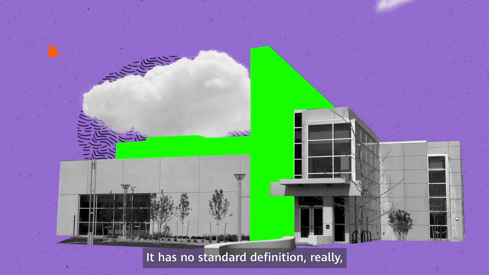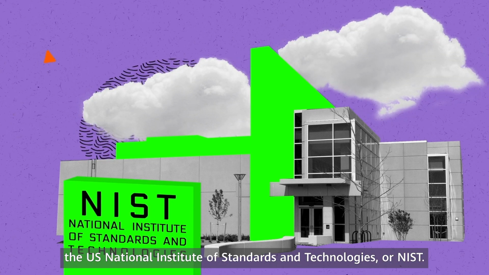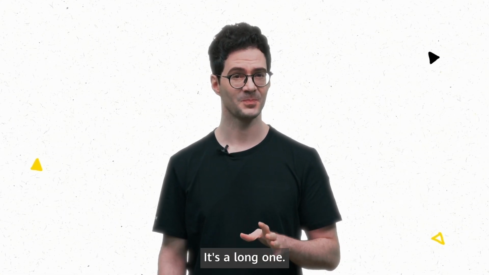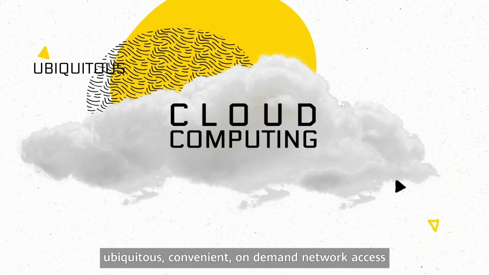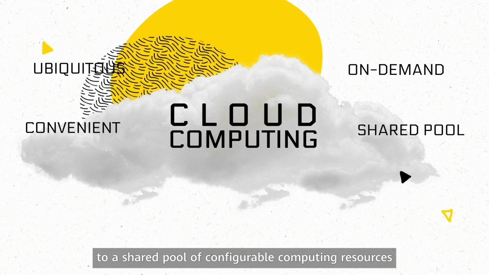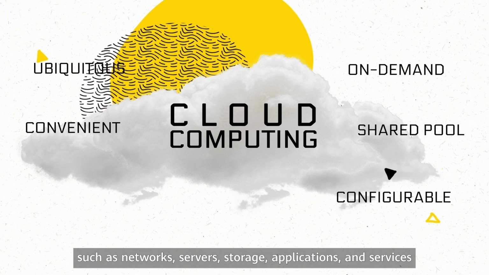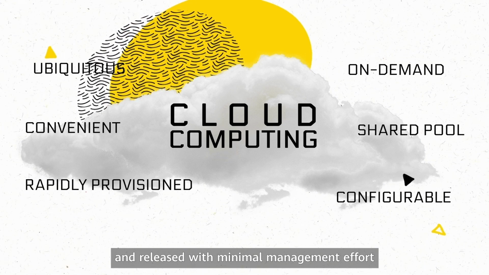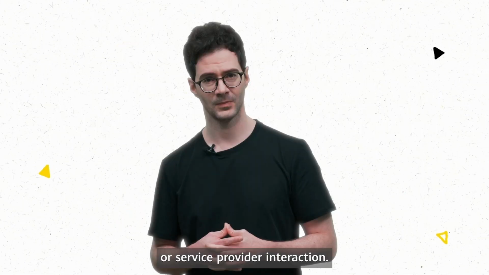It has no standard definition really, but the one we often use comes from the US National Institute of Standards and Technologies, or NIST. Now get ready for this, it's a long one. According to NIST, cloud computing is a model for enabling ubiquitous, convenient, on-demand network access to a shared pool of configurable computing resources, such as networks, servers, storage, applications, and services that can be rapidly provisioned and released with minimal management effort or service provider interaction.